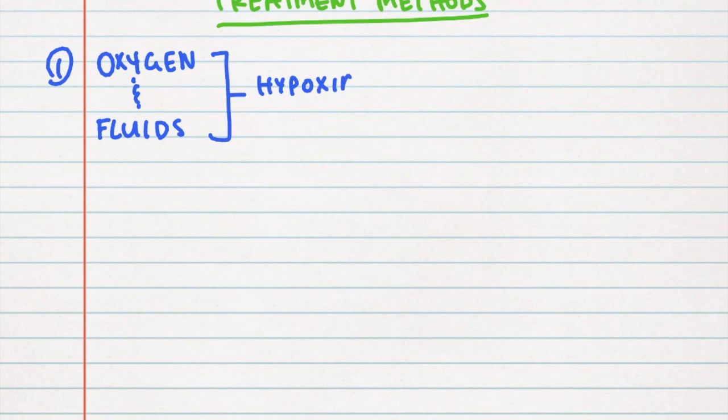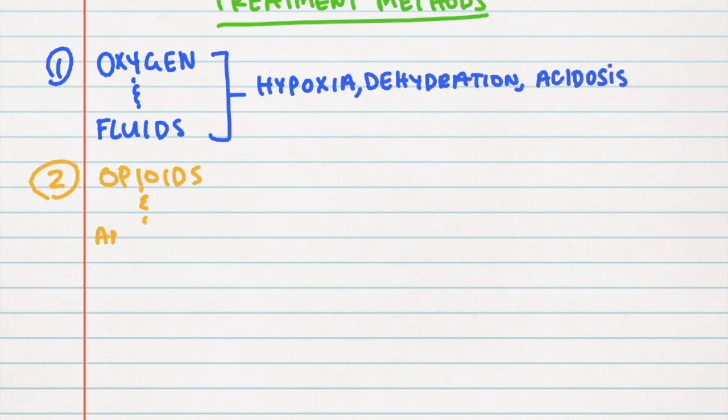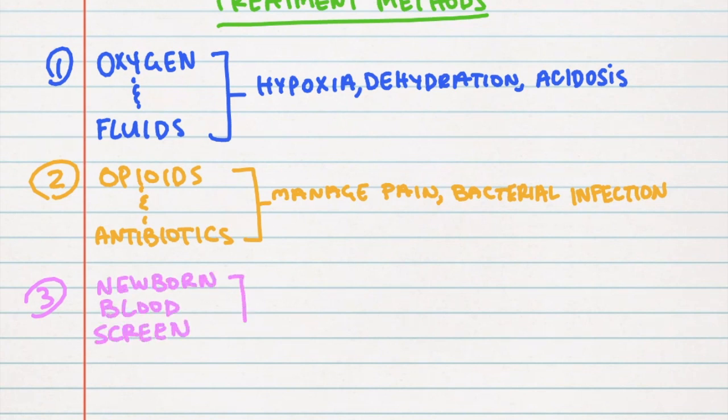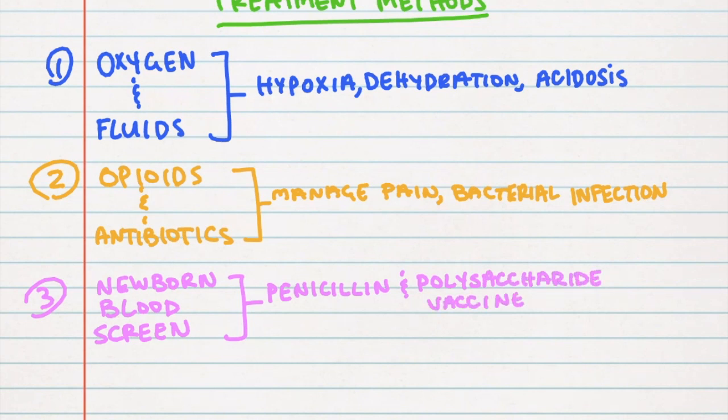The factors that cause red blood cells to sickle, which are hypoxia, dehydration, and acidosis, can all be improved with oxygen and fluids. In addition, opioids are usually used to manage pain, and antibiotics are used to treat any underlying bacterial infections. Children who are tested for sickle cell anemia during a screening and are found positive for sickle cell anemia are treated with penicillin and a polysaccharide vaccine to help prevent sepsis and meningitis.